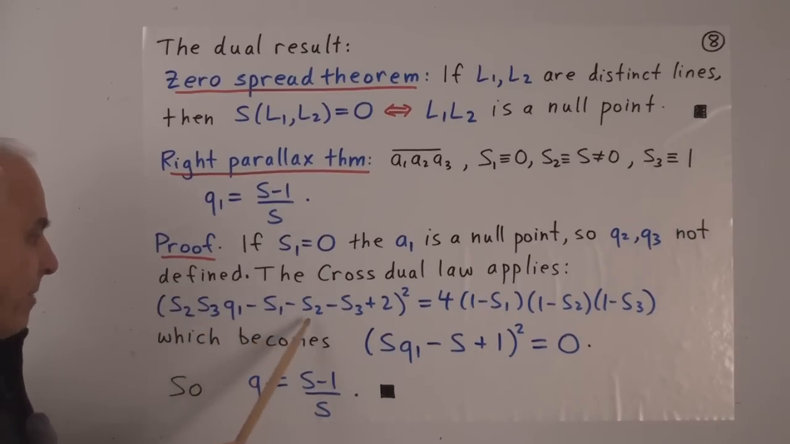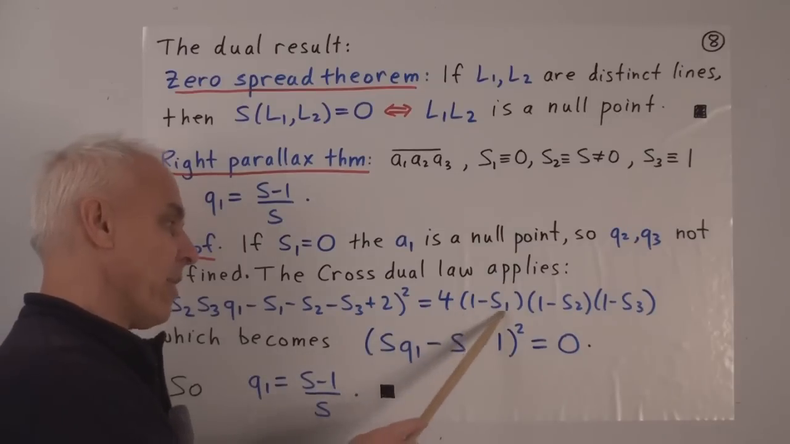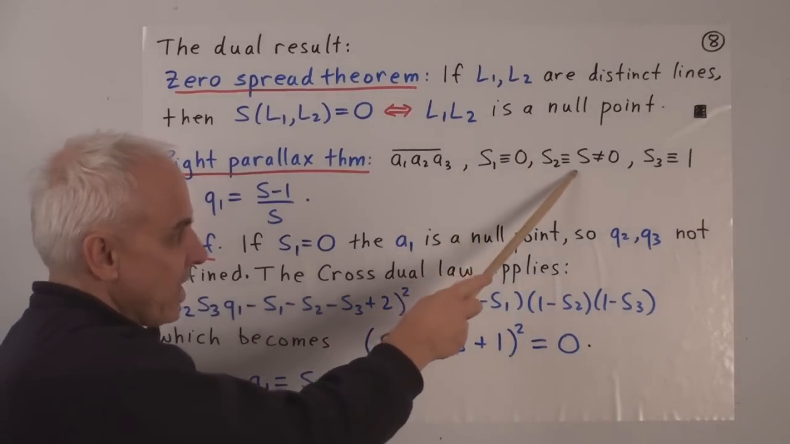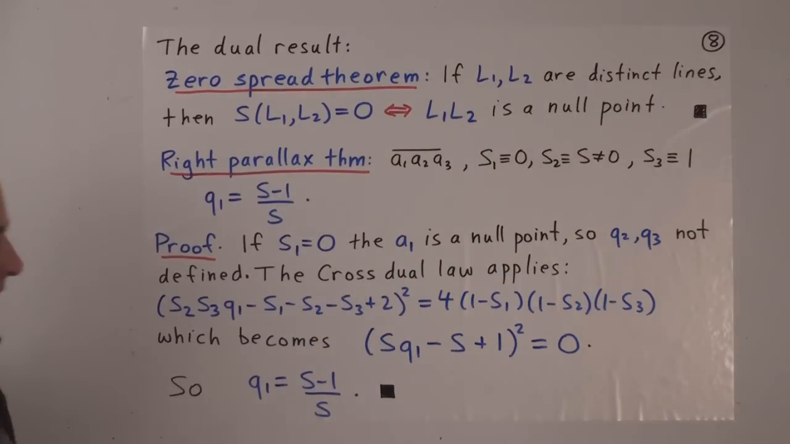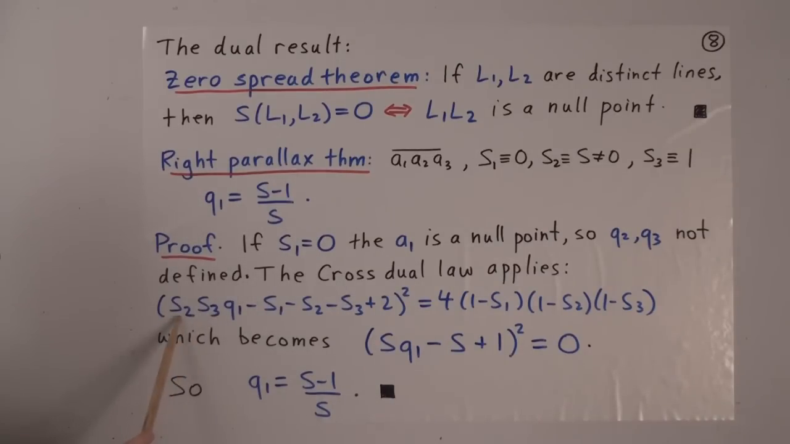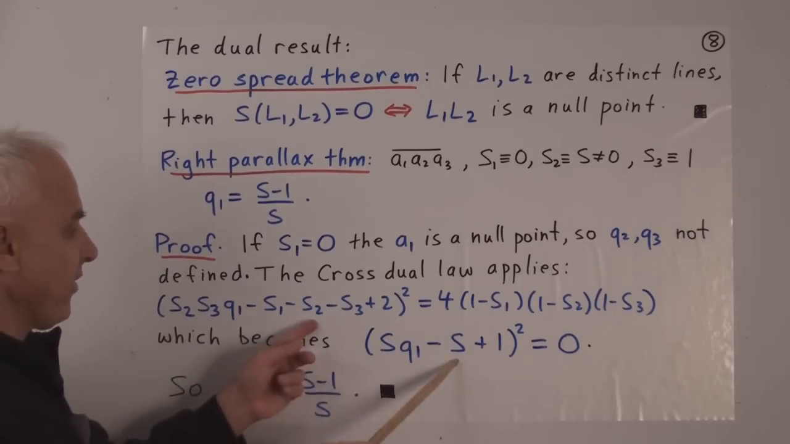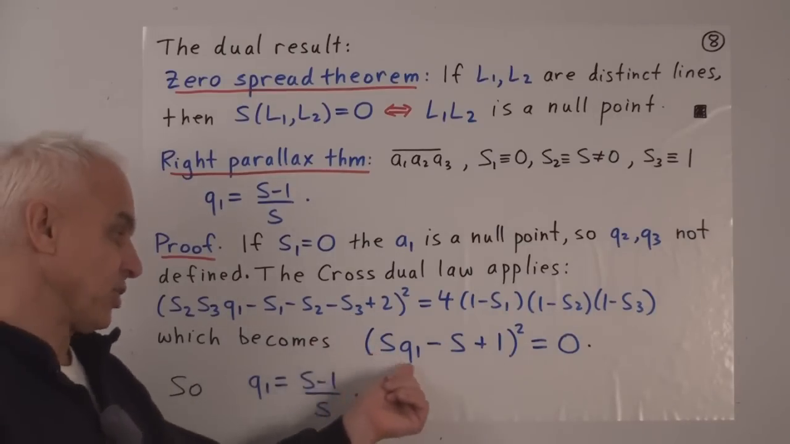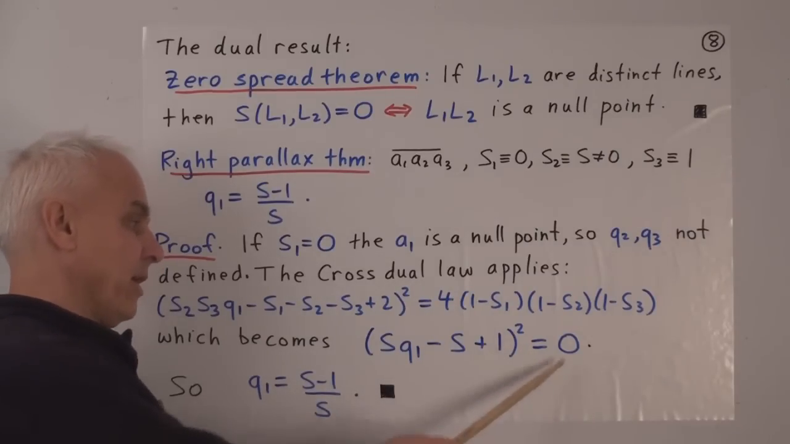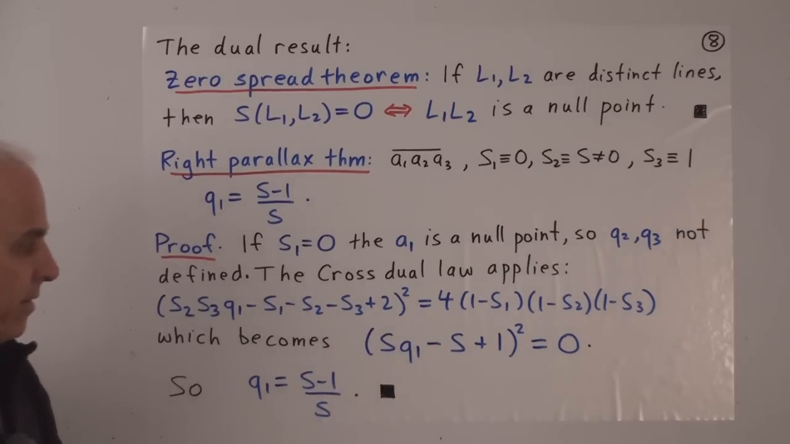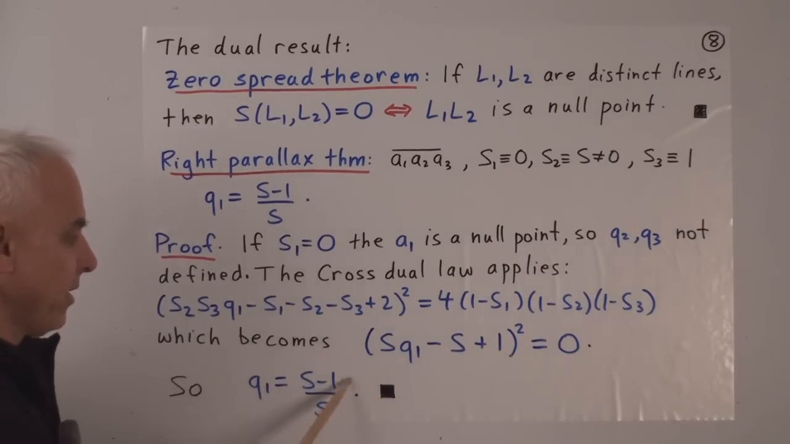(S2 S3 Q1 minus S1 minus S2 minus S3 plus 2) all squared equals 4 (1 minus S1)(1 minus S2)(1 minus S3). What happens when S1 is 0, when S2 is S, and when S3 is 1? S3 equals 1 means that this right-hand side is 0. S3 is 1 and S2 is S, so this becomes S times Q1. S1 is 0, S2 is S, so we have a minus S, and S3 is 1, so we have minus 1 plus 2, which is plus 1. So altogether we get (S times Q1 minus S plus 1) all squared equals 0. And so that means that this thing here is 0. And so when we solve for Q1, bring everything to the other side, we get (S minus 1) divided by S.